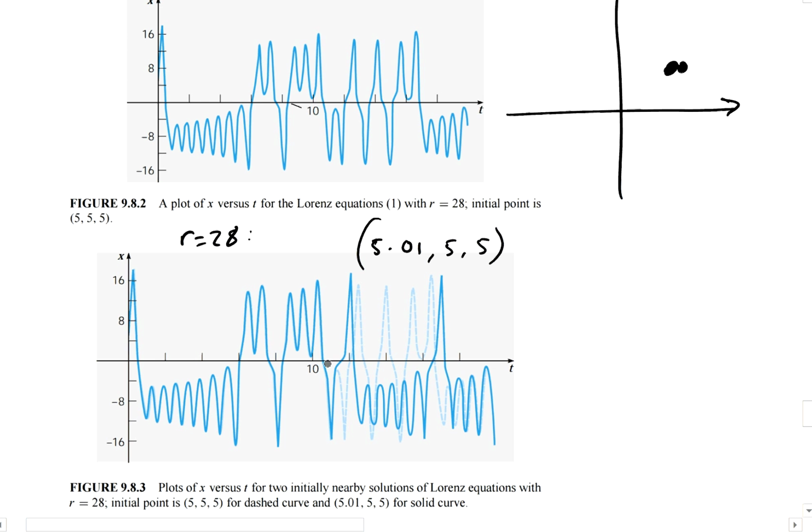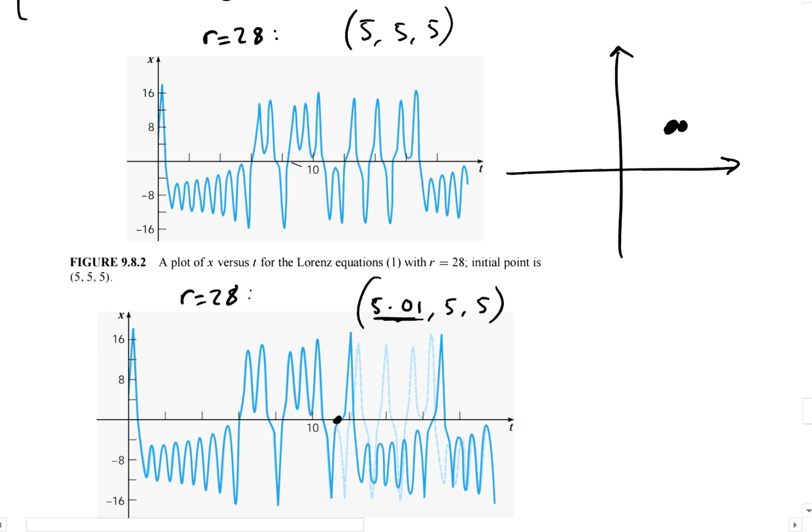Then when we get to a value which is just above 10, so let's just call it time equals 10, we suddenly go off on a completely different trajectory. So basically, this slightly different value, this 5.01, means that after a point in time, we end up going on a completely different path. Even though 5 is really, really close to 5.01, we would expect it to follow roughly the same curve, but it doesn't. After a point in time, it goes off on a completely different path altogether.